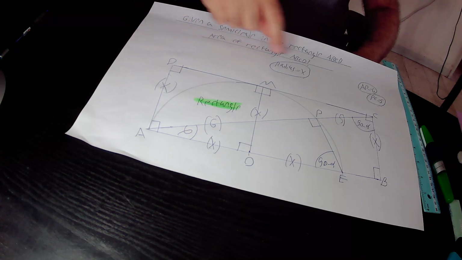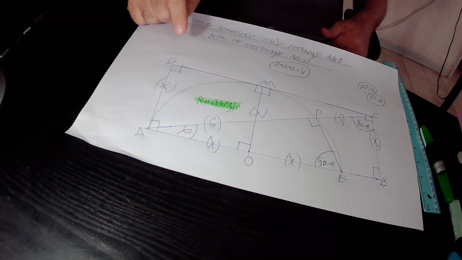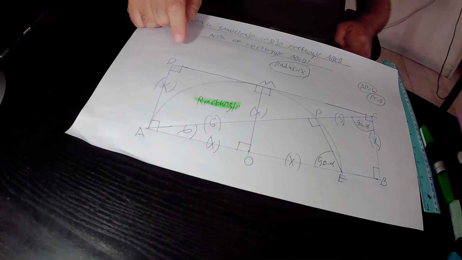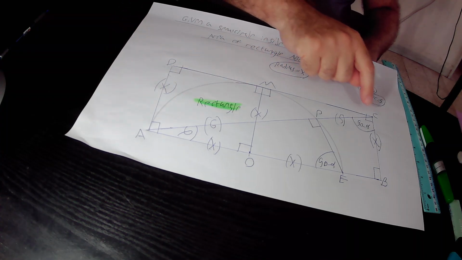Likewise, in the big rectangle ABCD, the opposite sides are equal to each other. That is to say, side DA is equal to the opposite side CB.